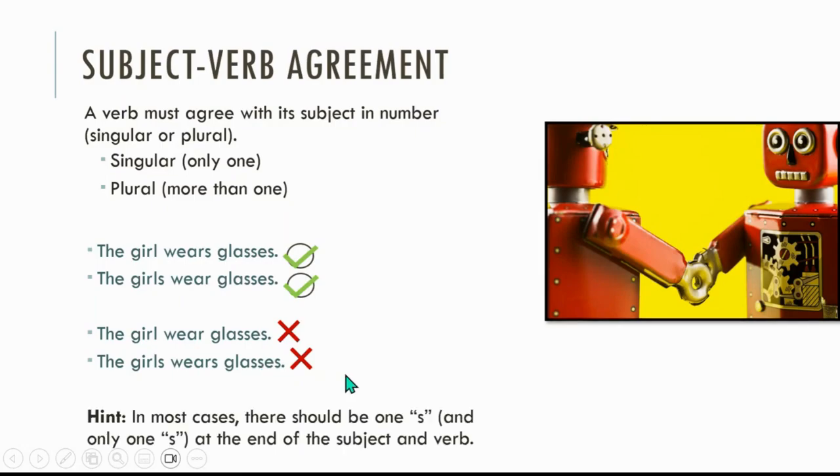So you might have noticed my hint here. In most cases, there should be one S and only one S between the two of them. Girl wears, there's the S. Girls wear, there's the S. So between the subject and the verb, this is just a rule of thumb, you want one S. That doesn't always happen when S is not what marks the plural, but a nice little rule of thumb there for you. Just ask yourself where you want the S. Are you talking about plural or singular? If you're talking about plural, the S goes with the noun, like the girls wear.